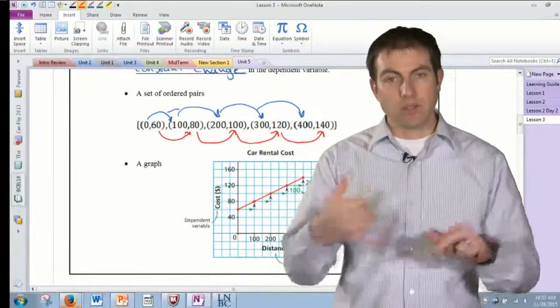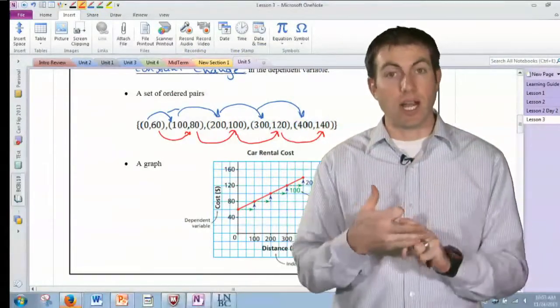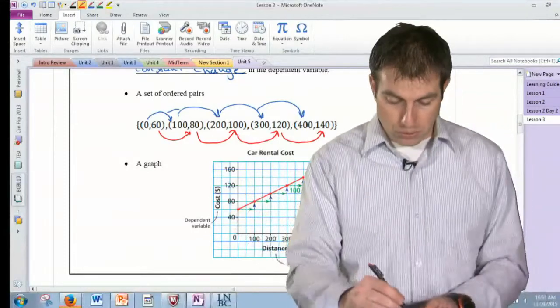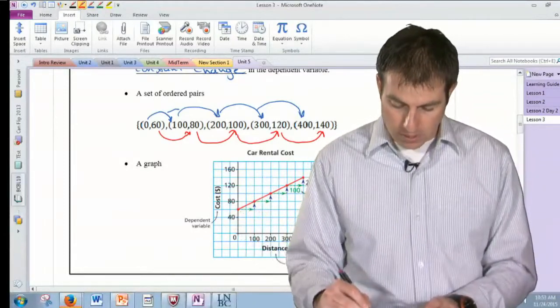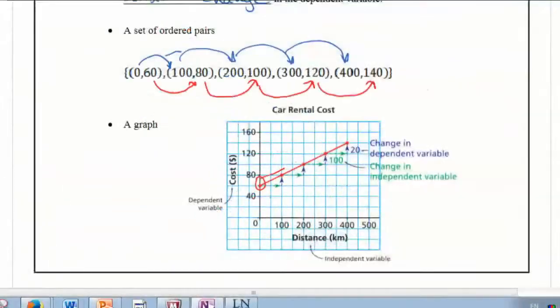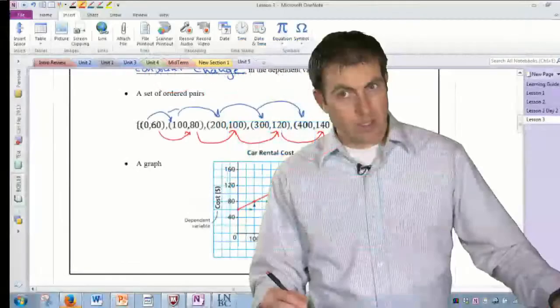We have a table of values, we have a set of ordered pairs, and we have a graph, all representing the same data. If you rent a car, before you've driven anywhere, as Alex put it, it costs you $60. And then from there, each 100 kilometers costs you another $20. So that's a line that represents that. So we go 100, we pay an extra 20. We go 100, we pay an extra 20. Go 100, pay 20. So that is a chart of the exact same data.